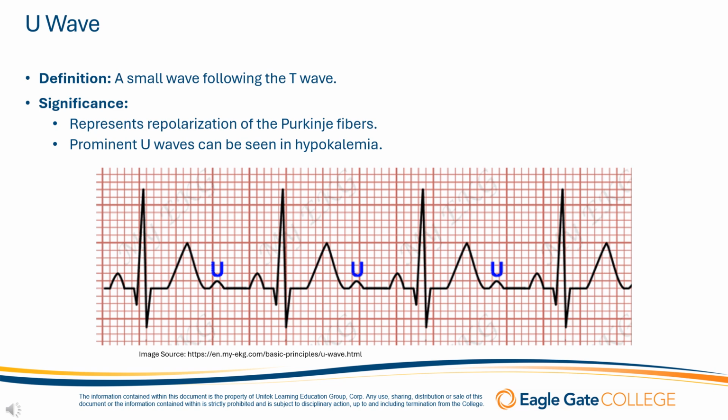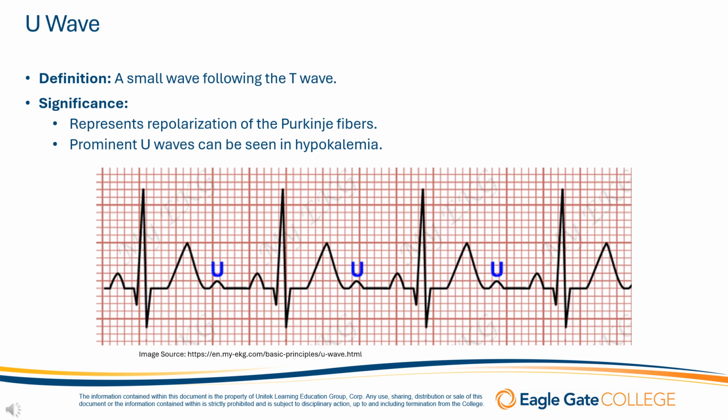It's typically smaller than the T wave, and it can sometimes be very subtle, making it less prominent in routine ECG interpretation. The U wave is believed to represent the repolarization of the Purkinje fibers, which are part of the heart's conduction system responsible for distributing the electrical impulse throughout the ventricles. Purkinje fibers are the last part of the conduction system to repolarize, which is why the U wave appears after the T wave.